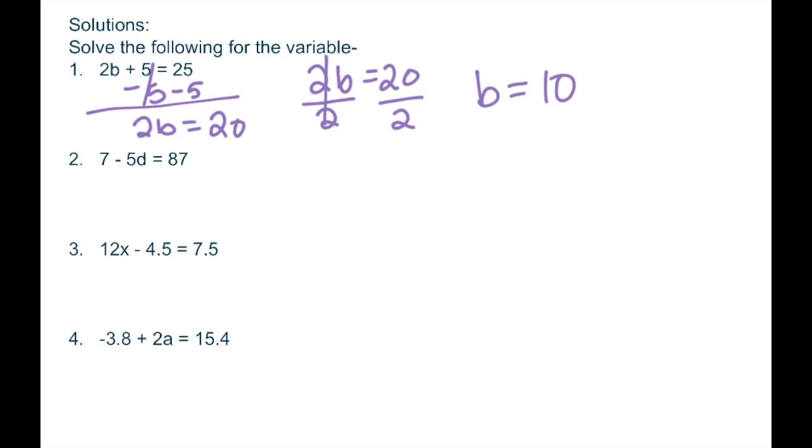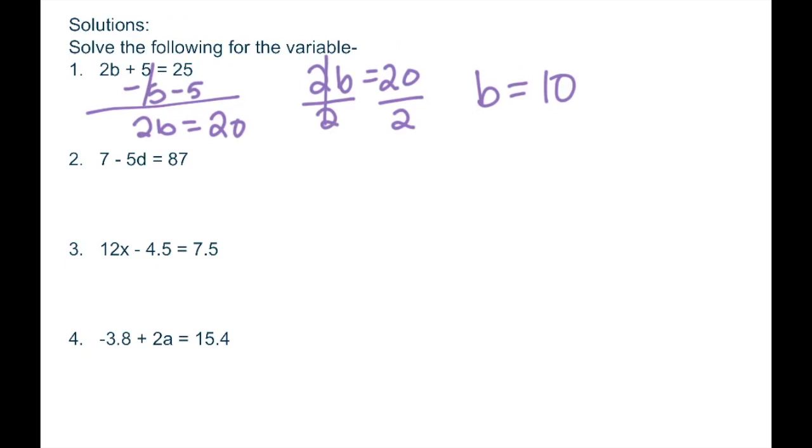On number 2, we've got 7 minus 5d equals 87. So this one looks a little bit different because our plain number came first and our number with a variable came second. But we can still work this out the same way. My goal is to get the variable by itself, but to start out, I need to move all the plain numbers to the same side.